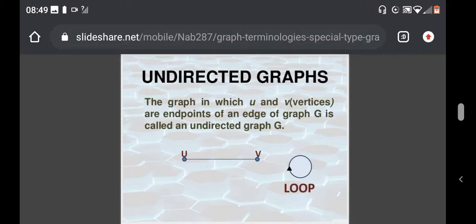which the vertices are the endpoints of an edge. Graph G is called an undirected graph, meaning there are 2 points at the end. So there's actually one line. Okay. So when you say graph G is called an undirected graph, meaning it's actually only a loop. It's just a circle.